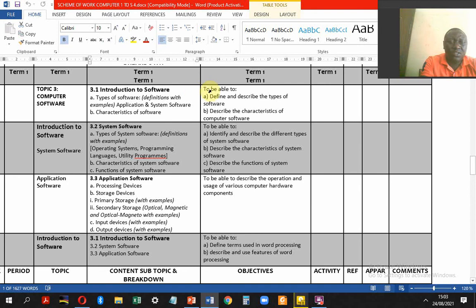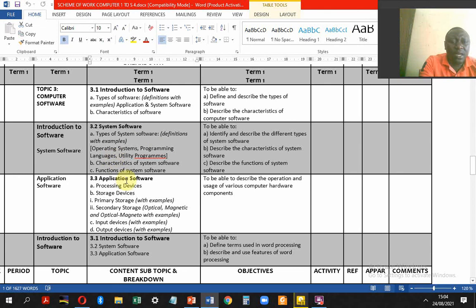Here, as a student, we expect you to define and describe the types of software, and also the characteristics of computer software. Thereafter, after looking at the system software, we need to also know the types of system software, with actual examples. Then we will look at the operating systems, of course, as part of the system software.